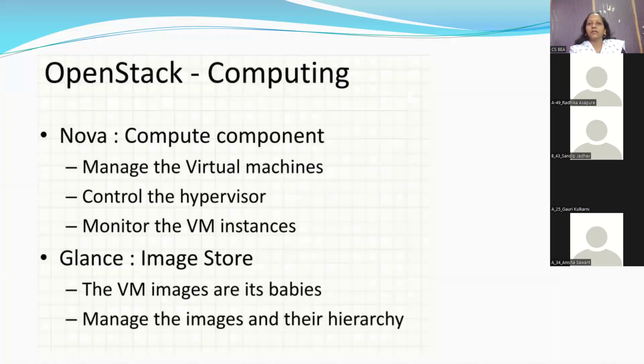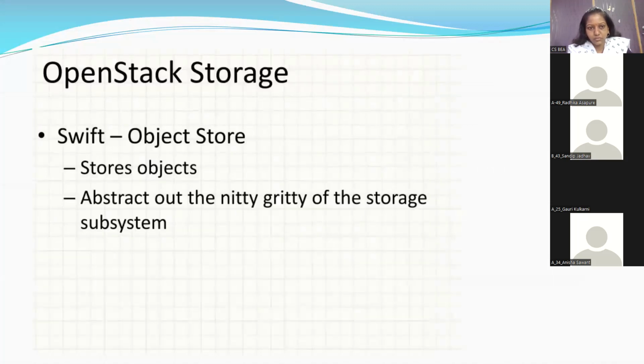In computing, Nova is the compute component, which is useful for managing the virtual machines. It is used for controlling the hypervisor and monitoring the virtual machine instances. That's why Nova is used. Then comes Glance, which is used for storing the images, the image store. The virtual machine images are its babies. It manages the images and their hierarchy.